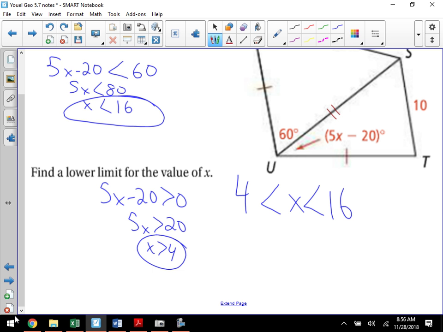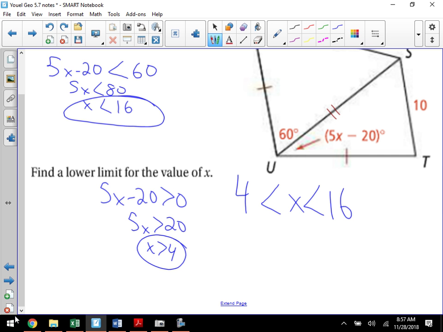That means if x is 5, this triangle could work if x was 5, 6, 7, 8, 9, 10, any number between 4 and 16. This figure could work. Right? That's because of how the math works. Right? Yes, ma'am. Could it be 4? No. Nope. Because if you think about it, we can't have an angle value that's equal to 0. It's got to be greater than 0. Does that make sense?